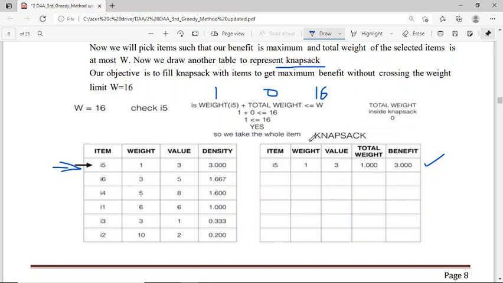How much is remaining now? 16 minus 1 equals 15. The bag capacity was 16 and we added 1. Now our bag capacity is 15. The same procedure we need to follow for the next one.